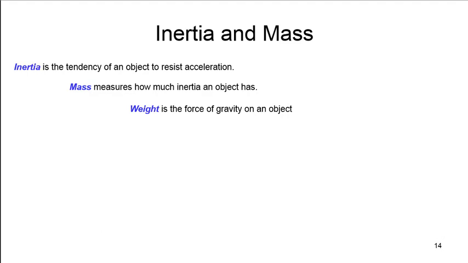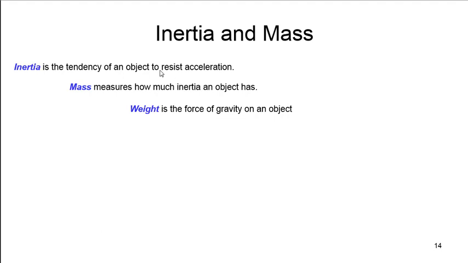We have some new important vocabulary words here that you may have heard of, but I want to really distinguish between them and let you know how we're going to be using them in this class. So the first term is inertia. Inertia is a term that you might have heard before. Inertia is the tendency of an object to resist acceleration.